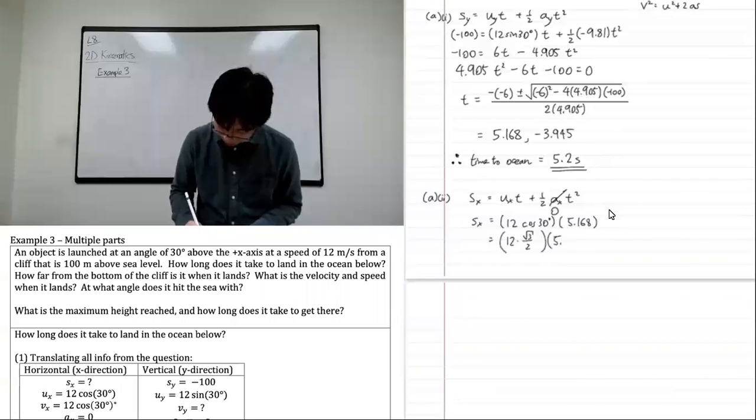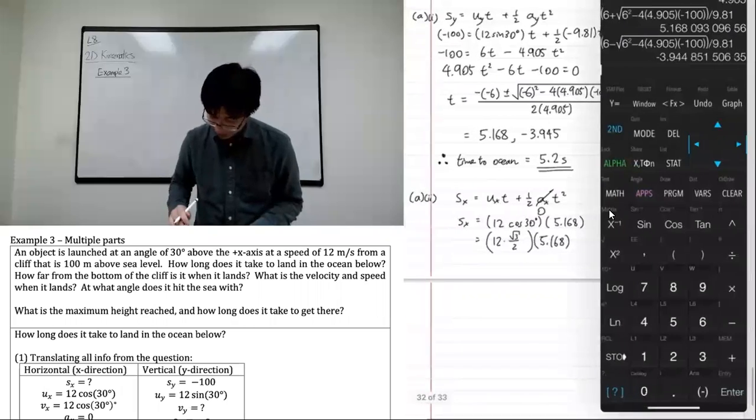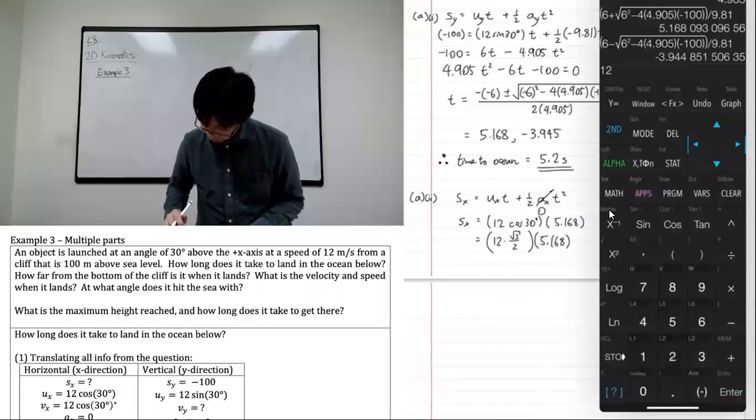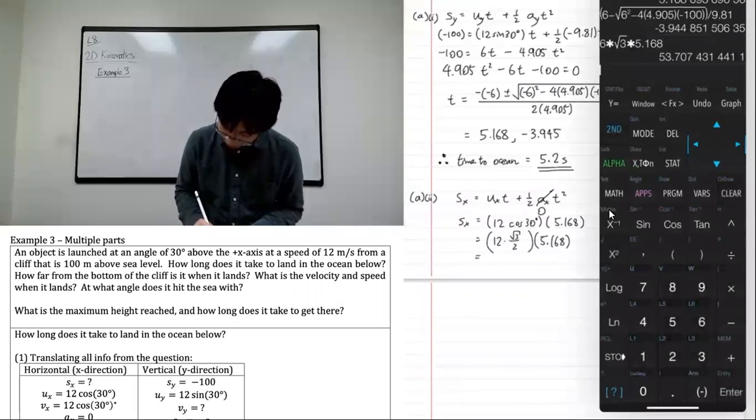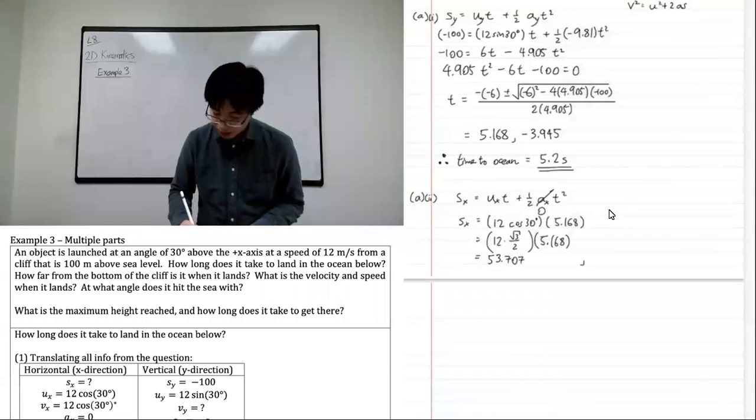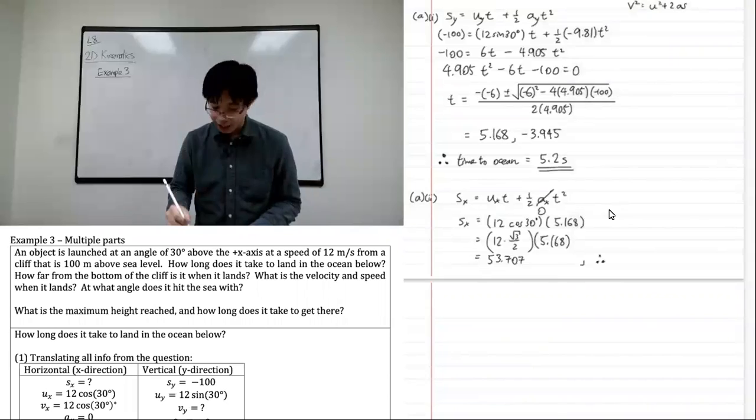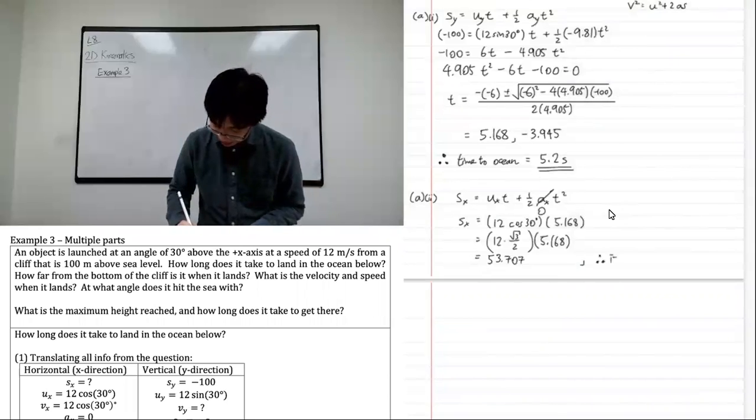So either way, you can pull out a calculator and go like 12. Yeah, you know what, I'll do 6 times square root of 3 times 5.168, right? And I have 53.71, or let's do 707, right? And then, so that's the math part. And the physics part is to actually answer the question and say, it is 53, there's only one answer and it's positive.